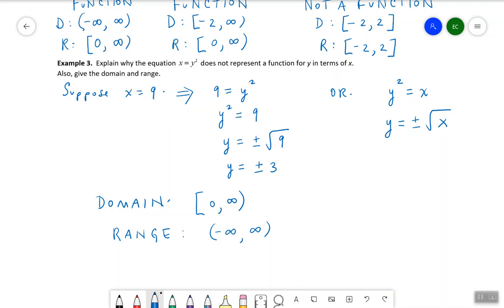Just as a footnote, I would show you the graph. I won't try to say too much about how I got the graph, but I'll tell you it's a parabola with a vertex at the origin, and it opens out to the right. And so if we can convince ourselves that this is the graph, then we could use the vertical line test to show that this is not a function as well.